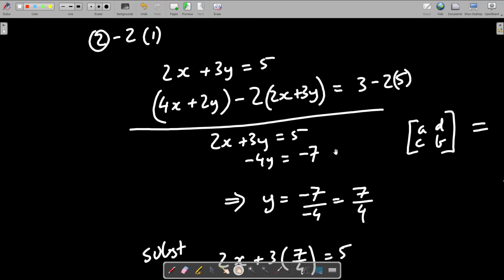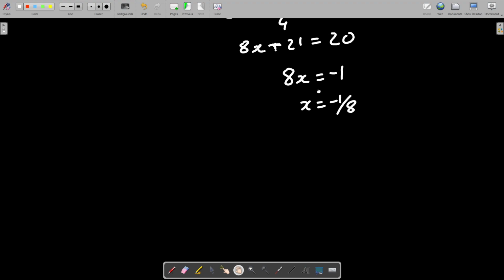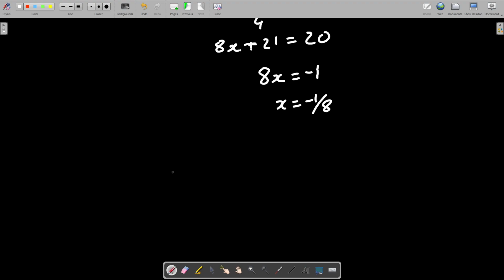So what we have learned here is to find the point of intersection. So what is the point of intersection here? That was 1, 8, what is the other point? 7/4. So this is the point of intersection of both the lines.